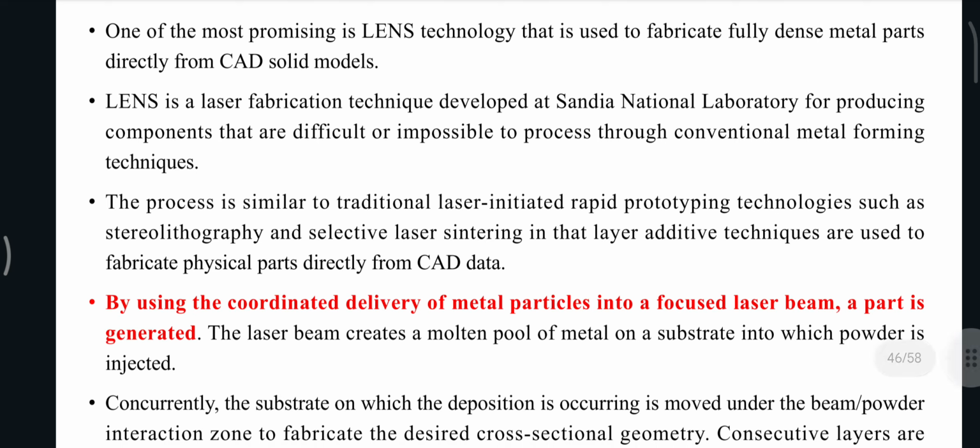LENS is a laser fabrication technique developed at Sandia National Lab for producing components that are difficult or impossible to process through conventional metal forming techniques. The process is similar to traditional laser-initiated rapid prototyping technologies such as stereolithography and selective laser sintering. In that layer-additive techniques are used to fabricate a physical part directly from the CAD data.